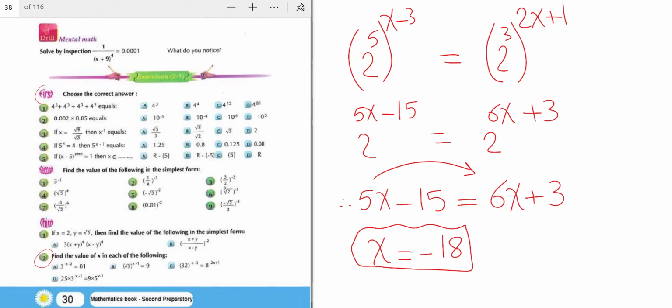Let us take some more: 4 power 3 plus 4 power 3 plus 4 power 3 plus 4 power 3. 4 power 3 is repeated 4 times. So it becomes 4 power 3 times 4. When we multiply like this, we add the powers. The result becomes 4 power 4.